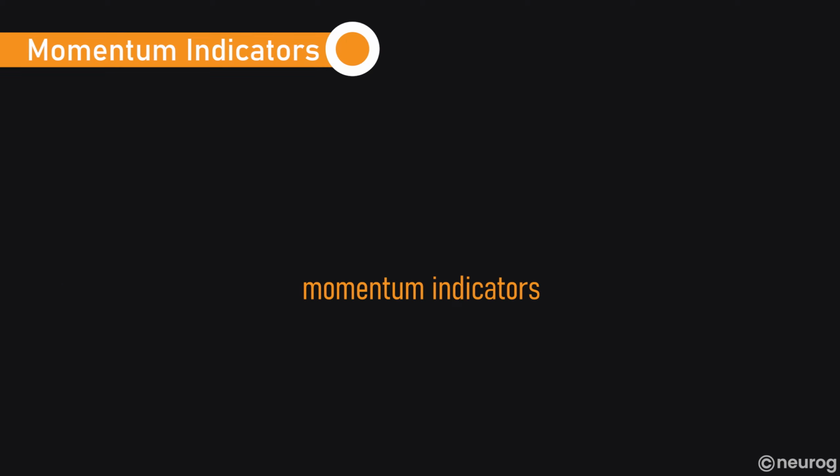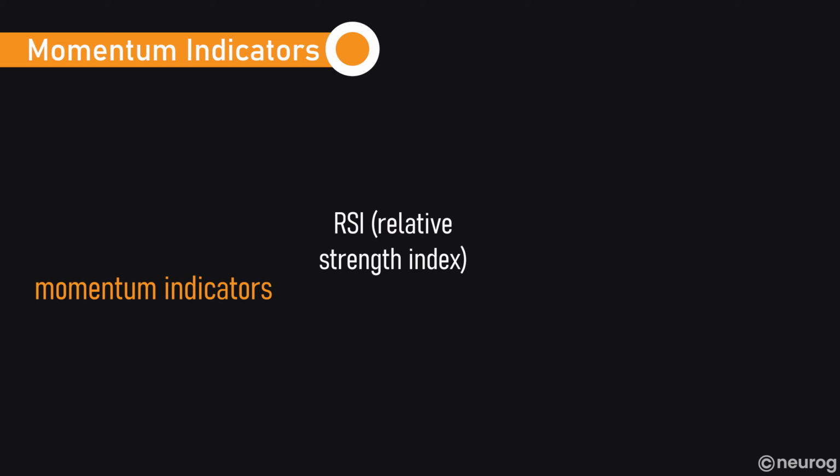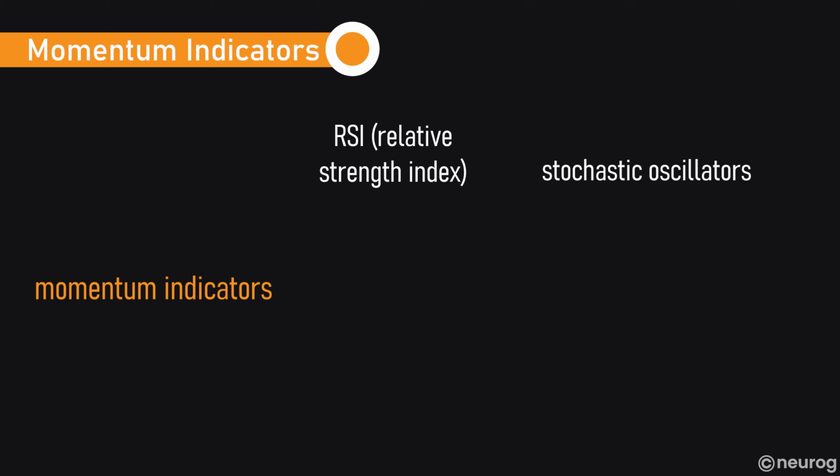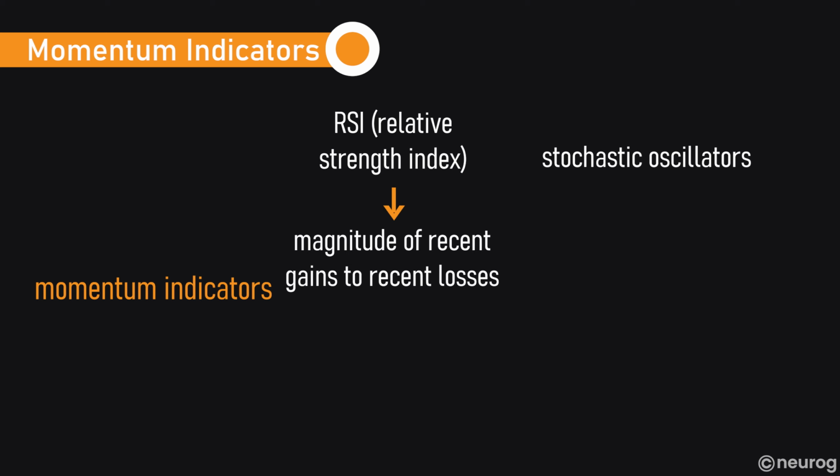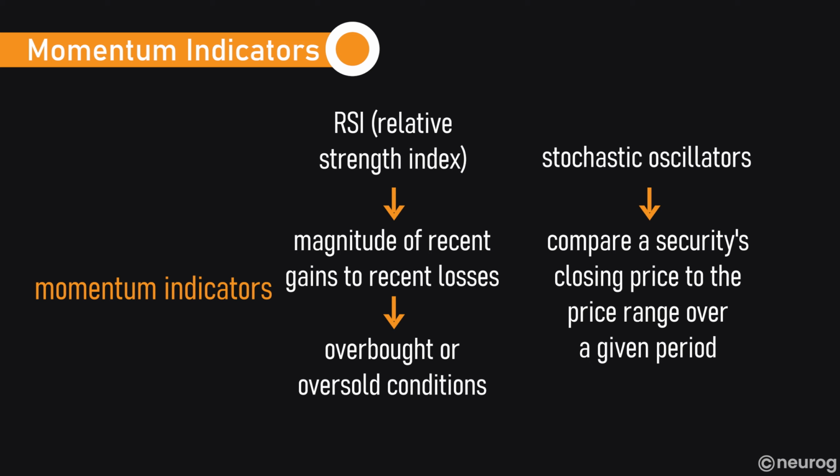In momentum indicators, the RSI, Relative Strength Index, and stochastic oscillators are widely used. RSI compares the magnitude of recent gains to recent losses to determine overbought or oversold conditions. Stochastic oscillators compare a security's closing price to its price range over a given time. These indicators help traders identify potential reversal points in the market.